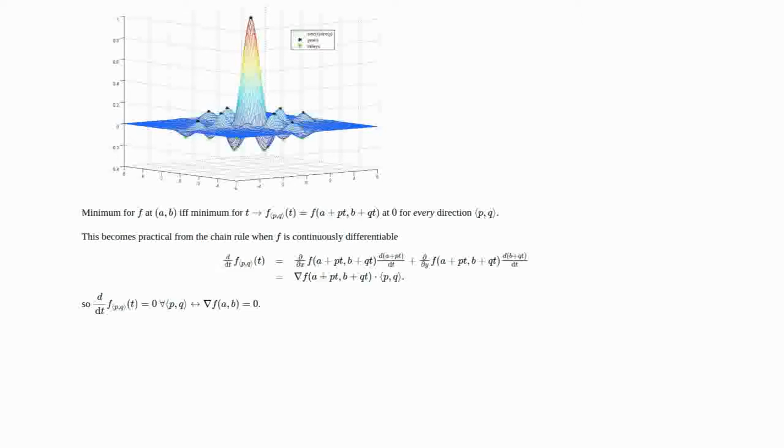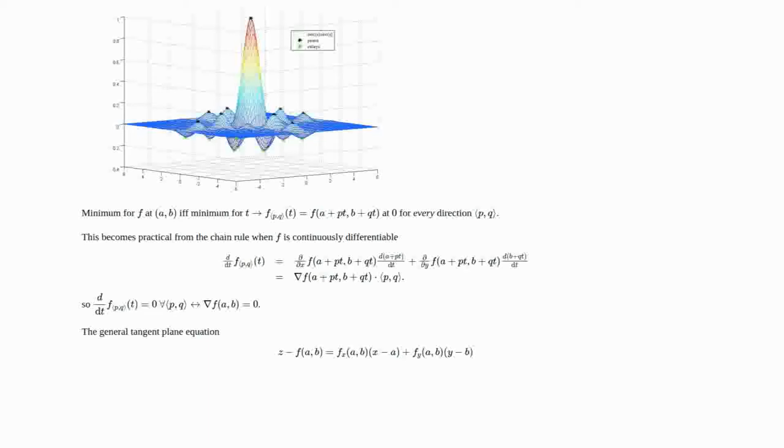And now, since this has to be true for every single direction, we have the result that the gradient of f at (a,b) must be 0. So we'd have a critical point in every single direction if and only if the gradient of f at (a,b) is equal to 0. And we can interpret this more from a geometric point of view by considering the tangent plane of f at this point (a,b).